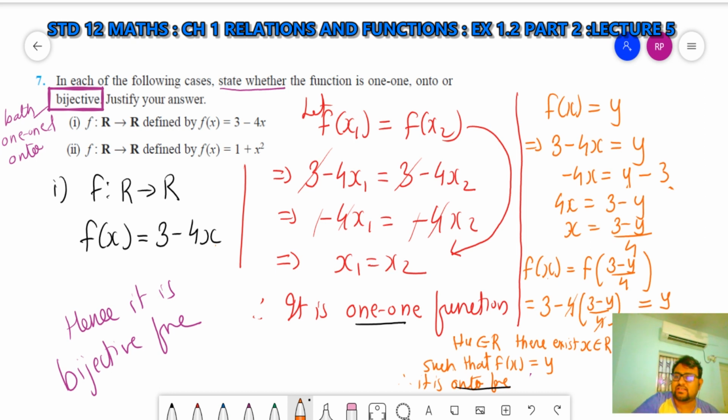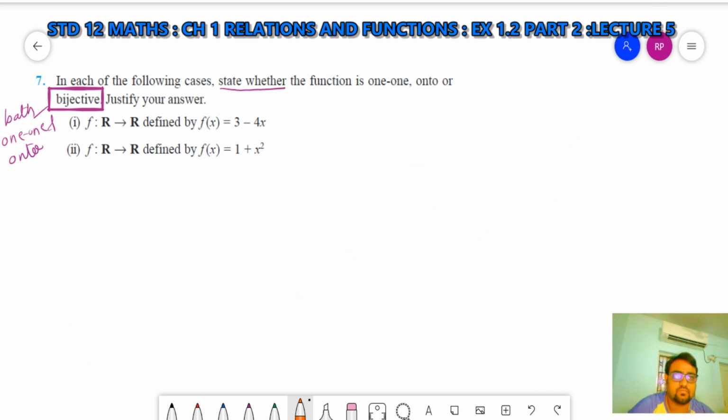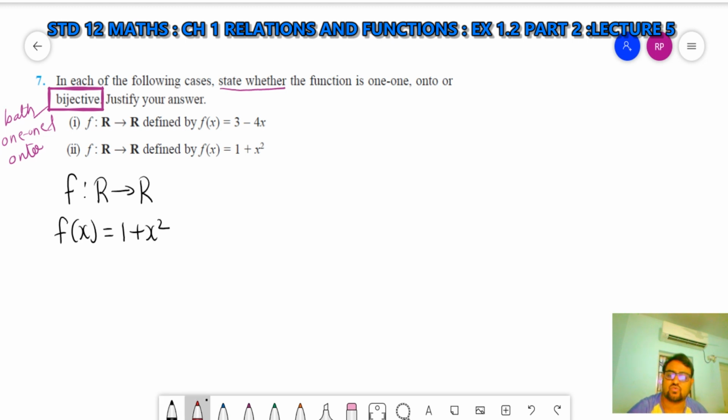Okay, now let's see the second sub question of question number 7. Second one, f from R to R. Again, the function is from R to R, defined by f(x) = 1 + x².